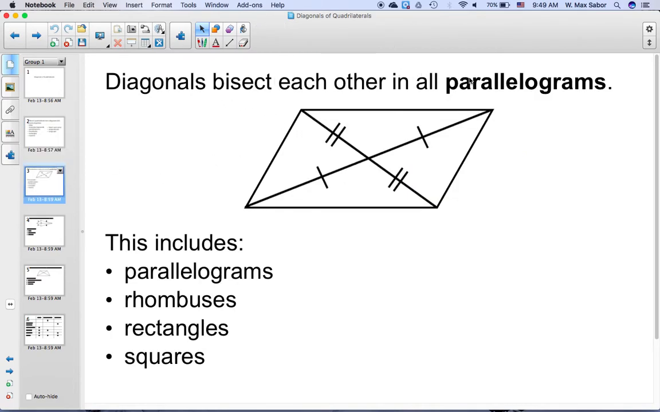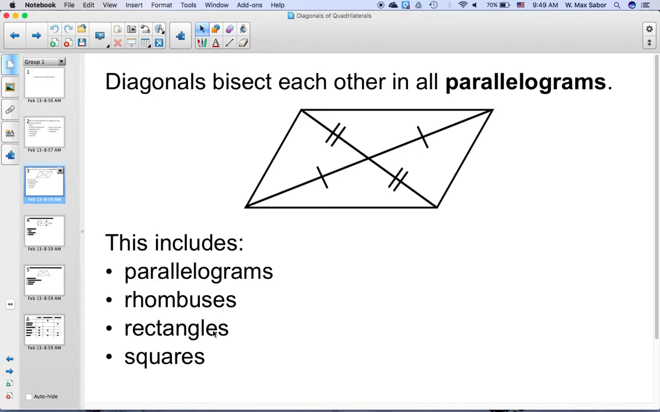Diagonals bisect each other in all parallelograms. We talked about this before with the parallelogram definitions. Bisecting each other means that it cuts it in half: this half equals that half, and that half equals that half. It does not mean that all four pieces are the same, just the ones on the same line. This includes parallelograms, of course, but rhombuses, rectangles, and squares are also special types of parallelograms.